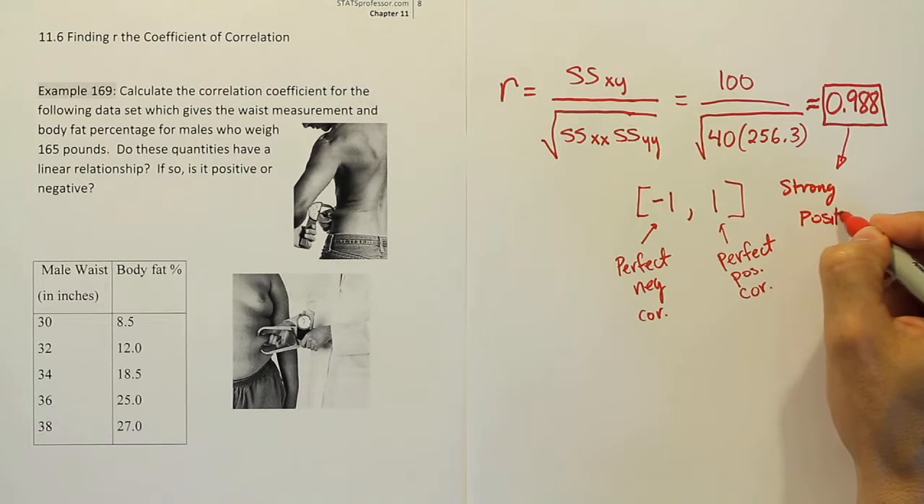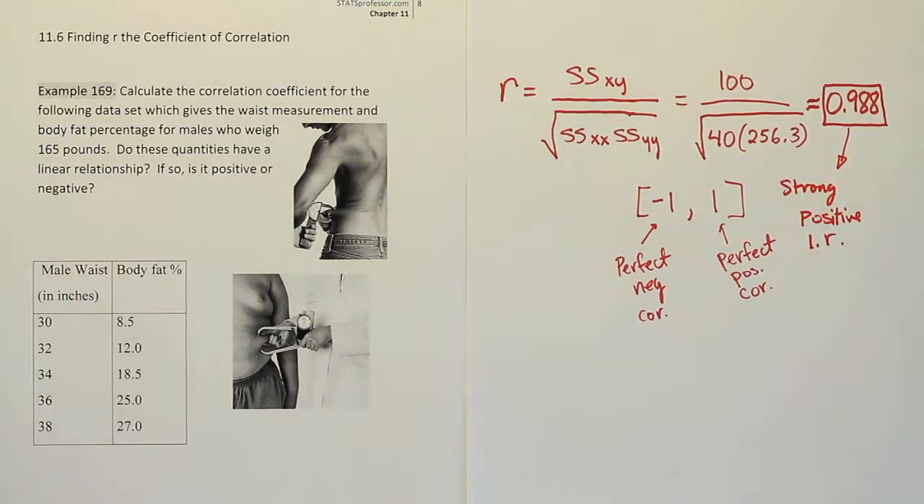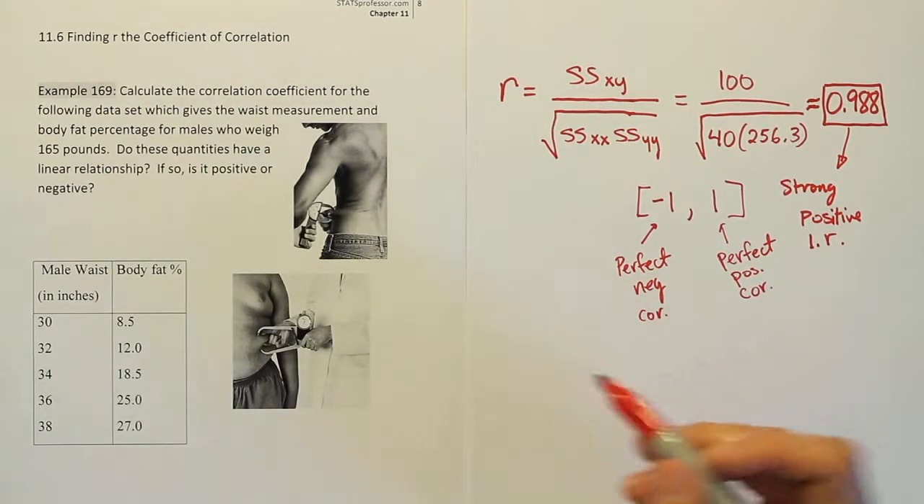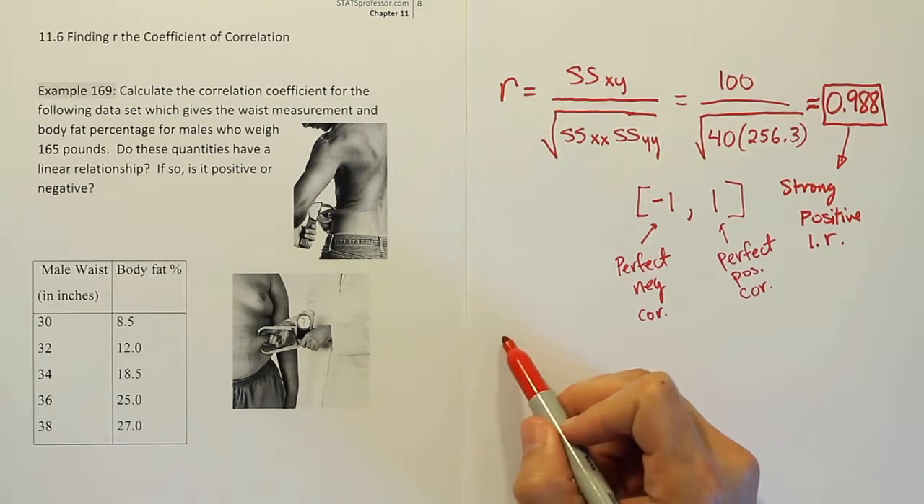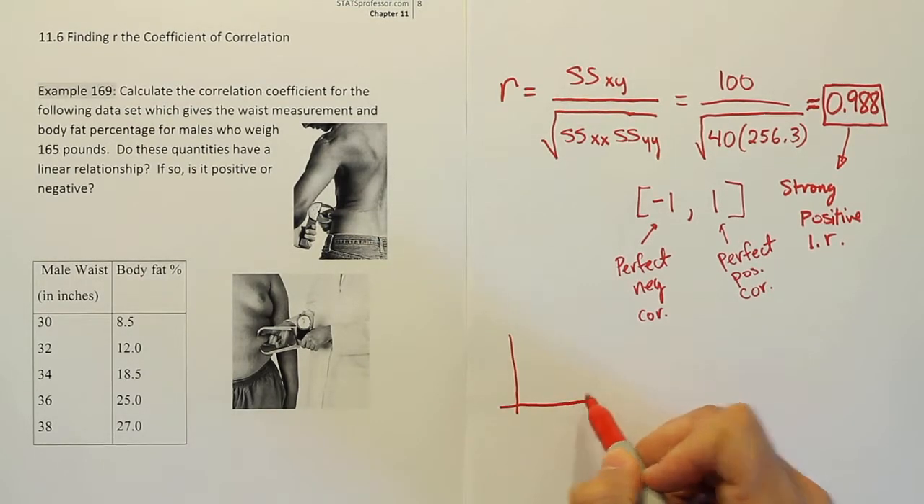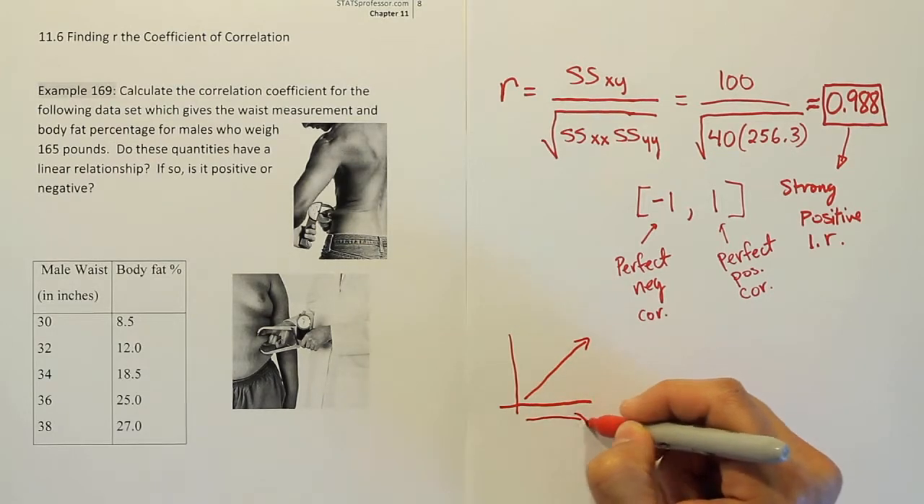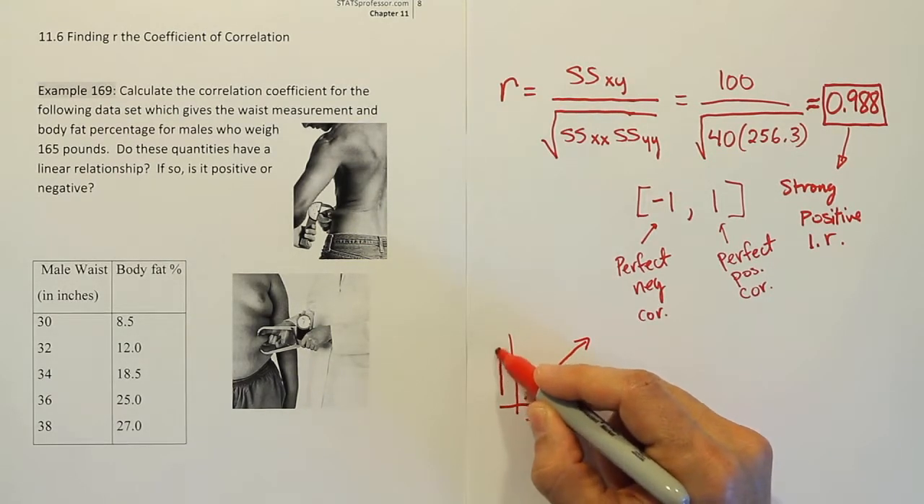So positive linear relationship. Linear relationship, LR. Alright, so since it's a strong positive linear relationship, then that tells us something. And what it tells us is that the two variables move in the same direction. So strong positive, if you saw a picture of it, it looks like this. It looks like as one variable increases, so does the other.